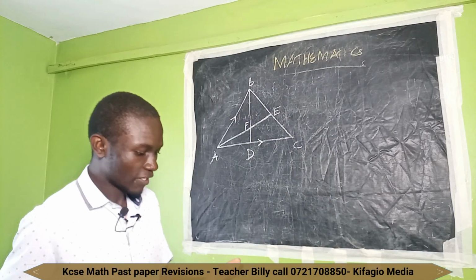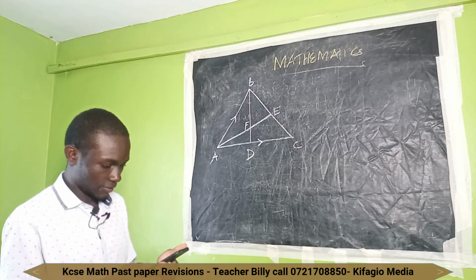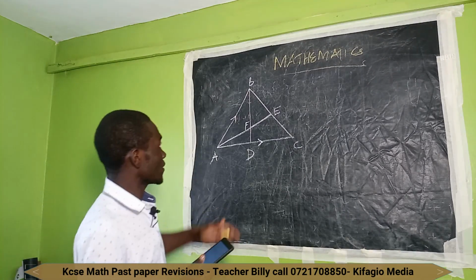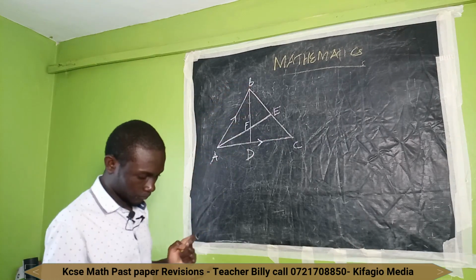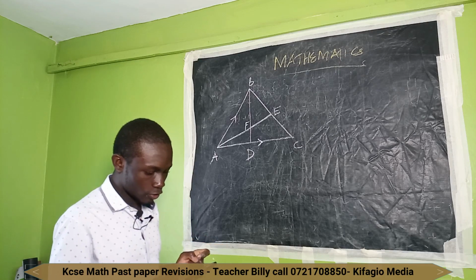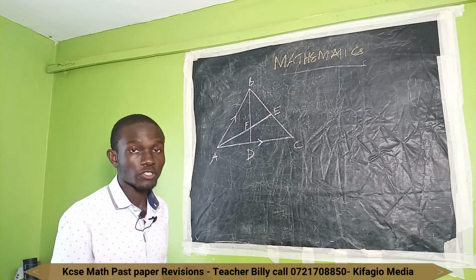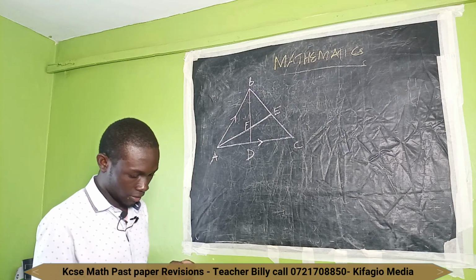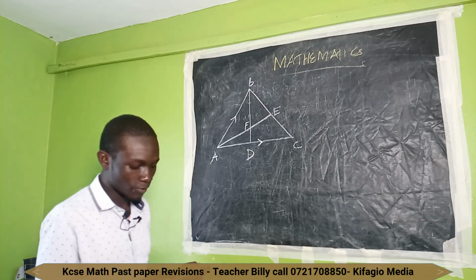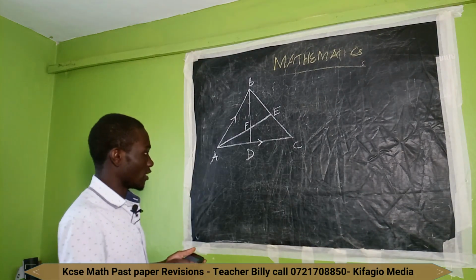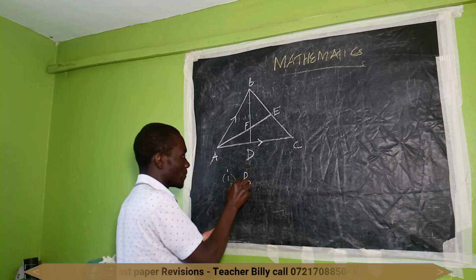Next question. In the figure below, E is the midpoint of BC. We are being told that E is the midpoint of line BC. AD to DC is equal to 3:2, and F is the meeting point of BD and AE. Part A of the question: express the following vectors in terms of B and C. Roman 1, we are having vector BD.